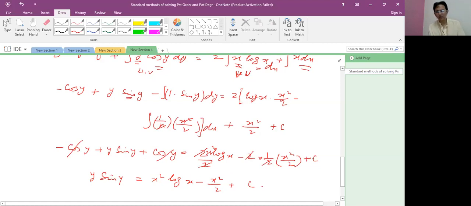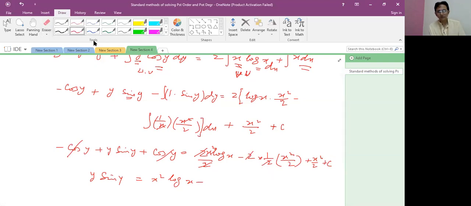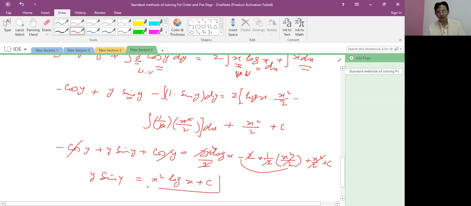I have a mistake, plus x square, I missed this value. So I have a mistake, student. So this is called minus x square, but I have a mistake. The last term should be plus x square upon 2 plus c. So we missed this value. So it means minus x square upon 2 plus x square upon 2, because it is minus, they cancel each other. So the answer is.